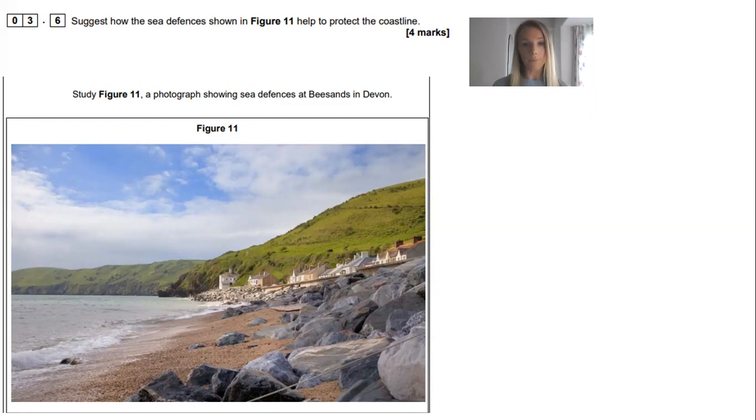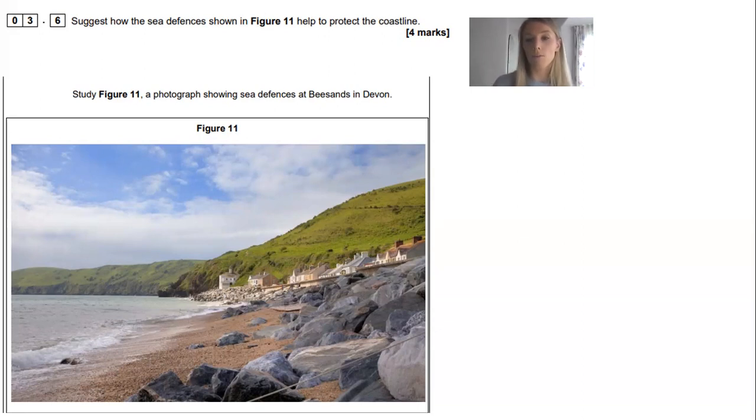Okay, so if we look at this photograph, we can see that 2 engineering strategies have been used. Both of them are hard engineering, so a man-made barrier has been built. We have rock armour along the beach, and behind it is a curved sea wall.